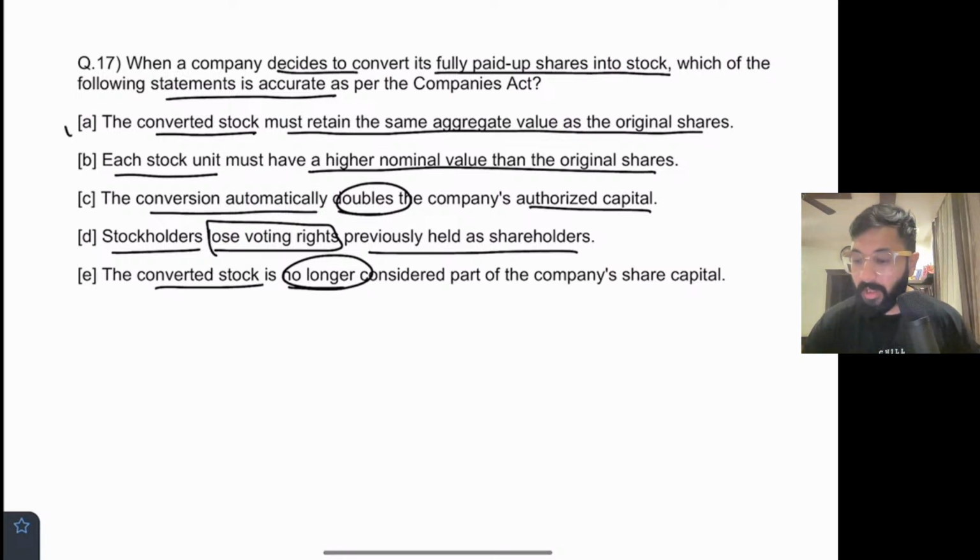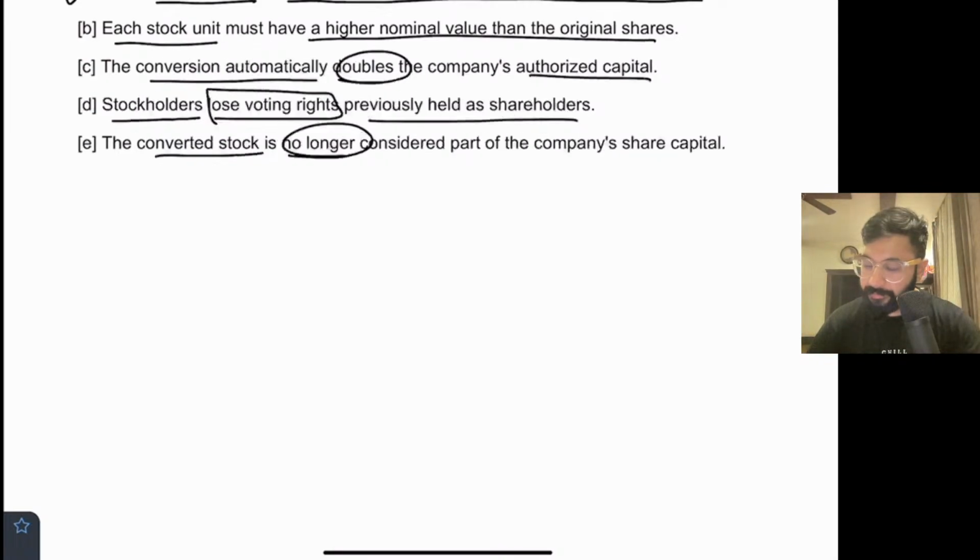Yes, the answer is option number A. The converted stock has to retain the same value as the original shares. Stock is just an accumulation of different shares. इसका मतलब ये नहीं कि वैल्यू चेंज हो जाएगी. द वैल्यू रिमेन्स द सेम. Total value of company's share capital does not change.